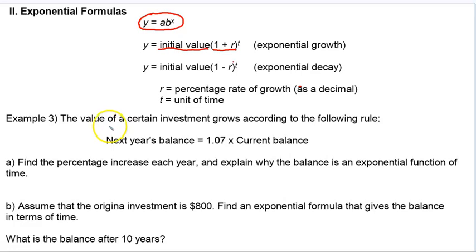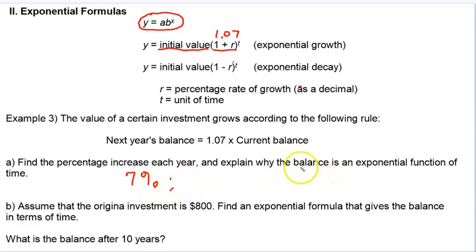All right, so here's another example. The value of a certain investment grows according to the following rule. Next year's balance will be found by taking the current balance and multiplying by 1.07. All right, so our base, in other words, is 1.07. So that means the rate, find the percentage increase each year. The actual percentage increase, percentage rate of growth, is the 0.07, which would be 7%.